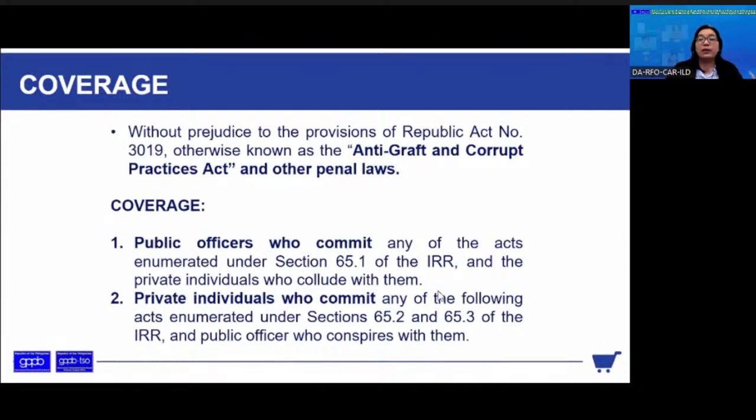So public officials who conspire with private officials then become liable under this law, no? RA 9184. The second one is private officials who commit any of the following acts that are included under Section 65.2 and 65.3 of the IRR, of the revised IRR of RA 9184. And of course, public officials who conspire with them. So this will be enumerated later.